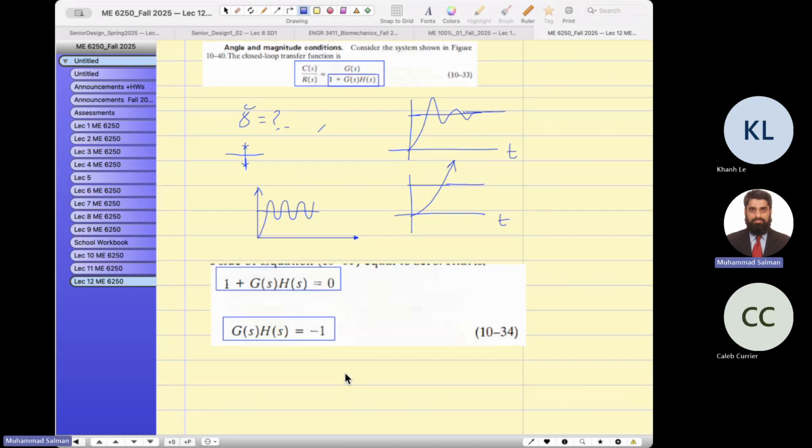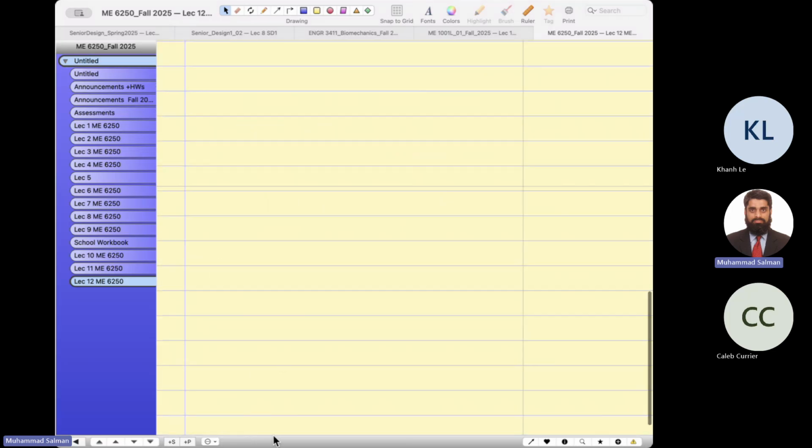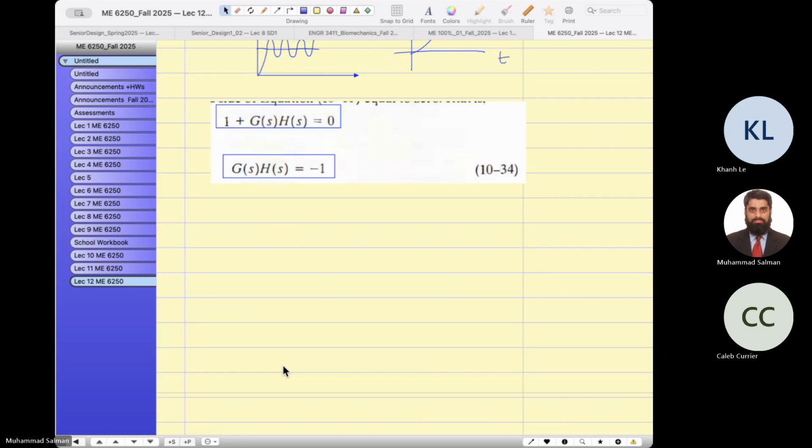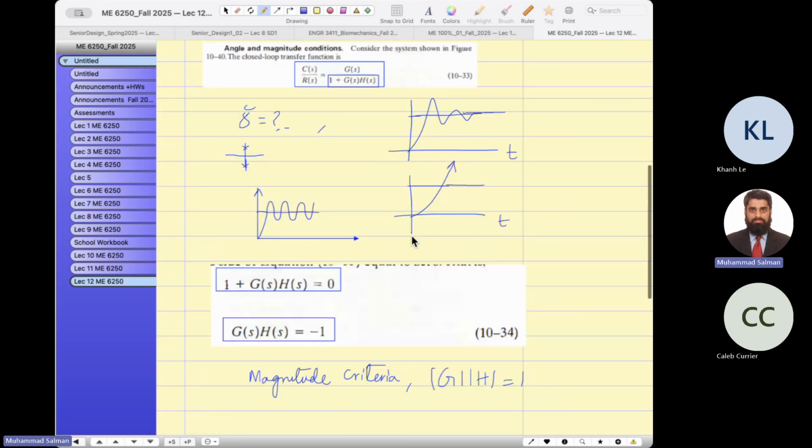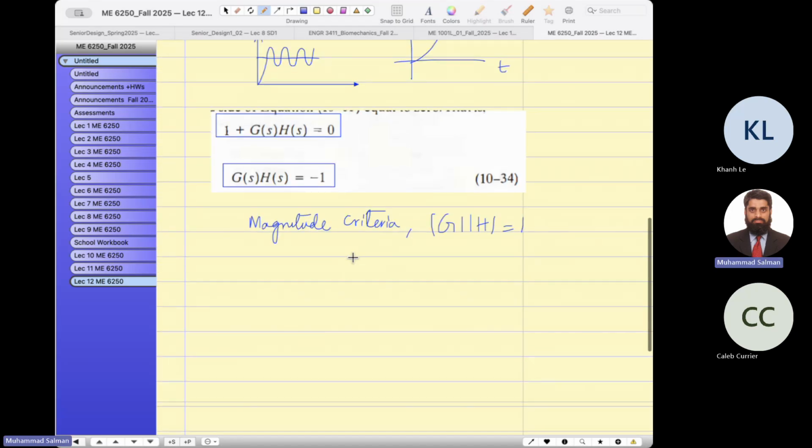and that gives us the root locus equation. And what is the angle of this GH? The angle over here is, this is also known as the root locus equation. We have two types of criteria: magnitude criteria, where the absolute value equals 1. G is the forward transfer function and H is the feedback transfer function. And what is the angle criteria?